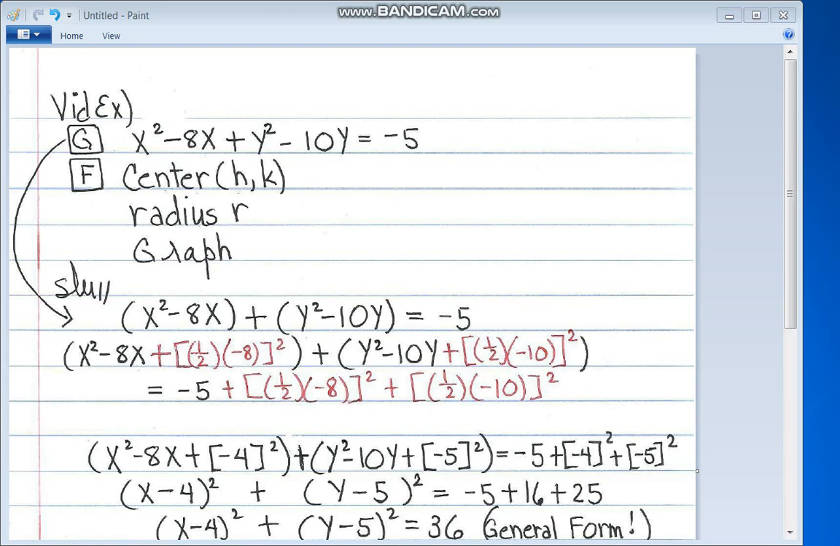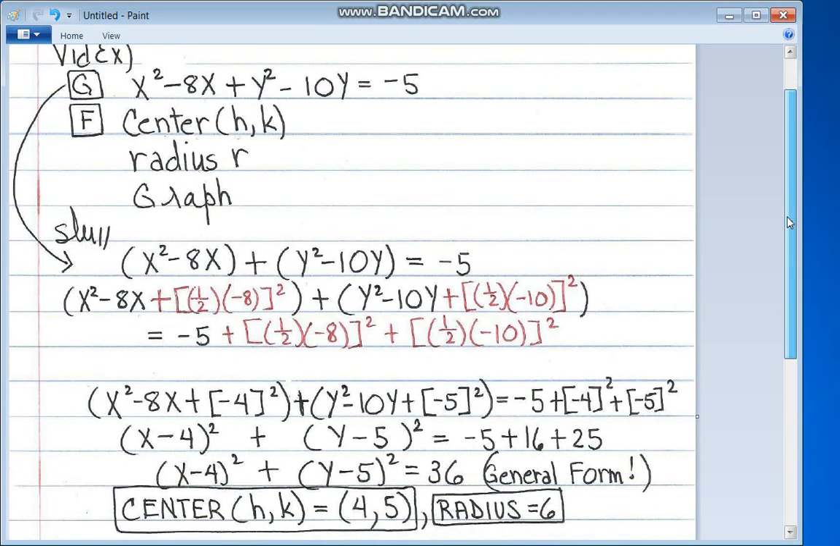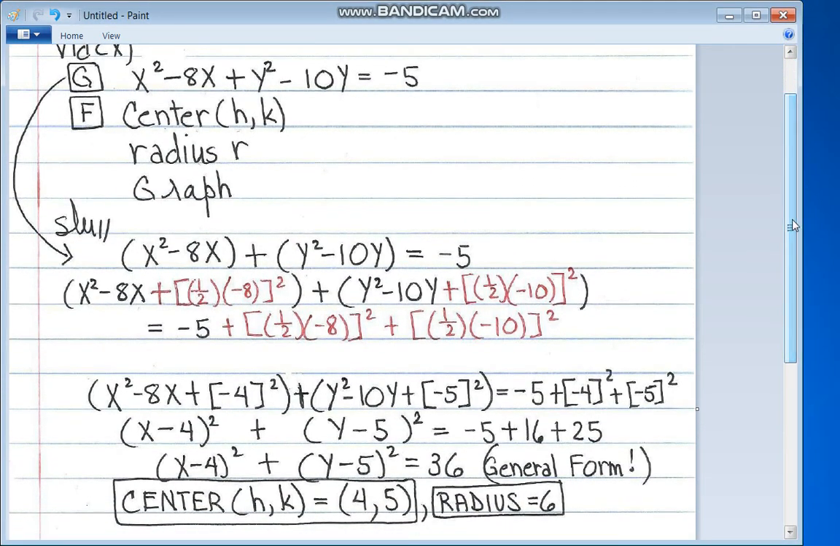Here we are given x squared minus 8x plus y squared minus 10y equals -5. We're asked to find the center, which is the ordered pair (h, k), and the radius r, and then graph it. Well, the problem is that it's not in the general form, so we're going to complete the square on x and on y in order to get the general form, and then we'll be able to do the graph.